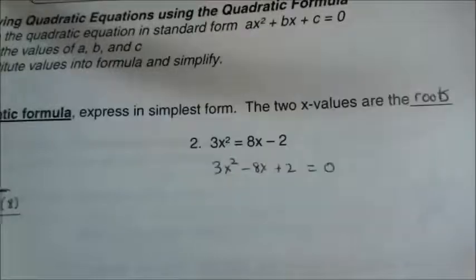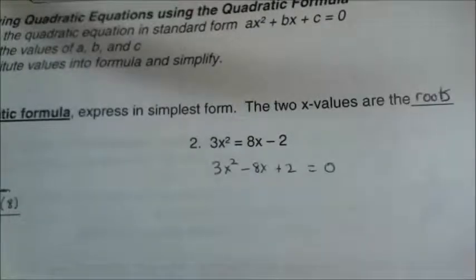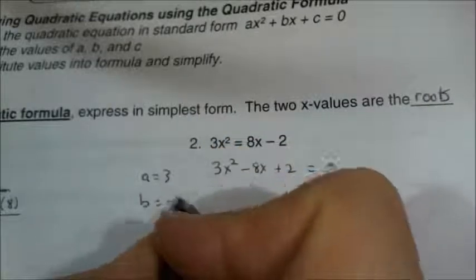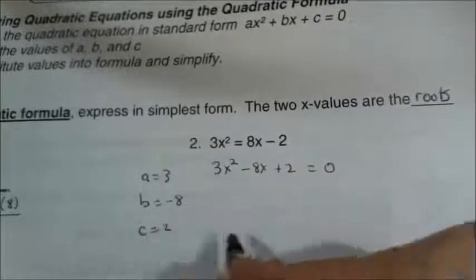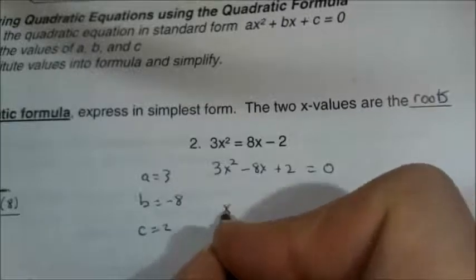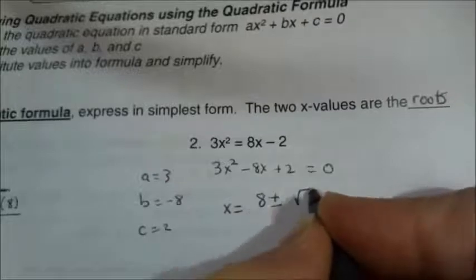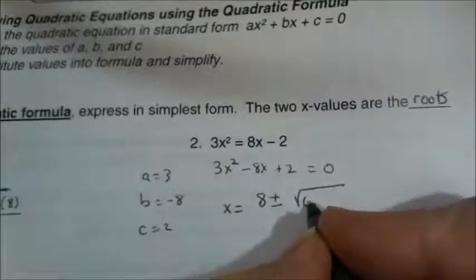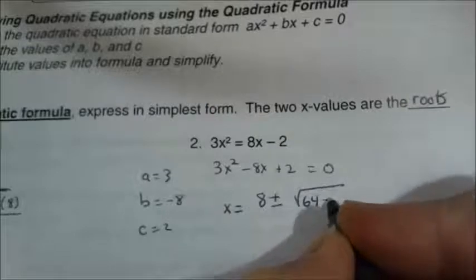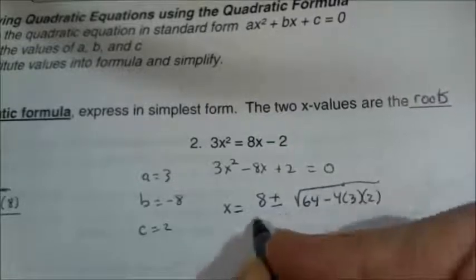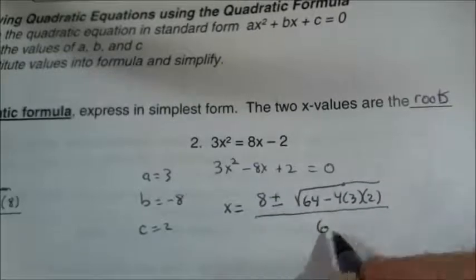The next thing we're going to do is mark down what A, B, and C are. In this case, A is equal to 3, B is equal to -8, and C is equal to 2. And then we substitute: x equals -b plus or minus the square root of b squared minus 4ac, all over 2a, which is 6. 8 squared is 64.